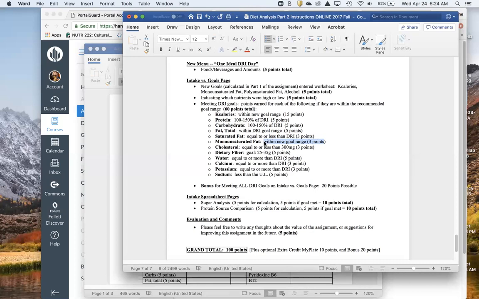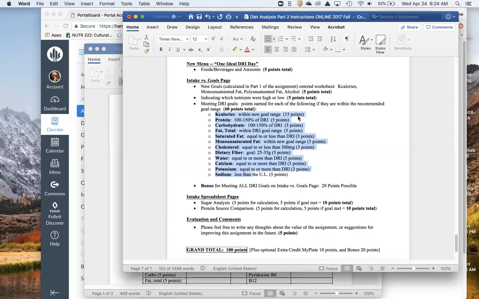Cholesterol, this is slightly an older recommendation, so I actually usually just give you the cholesterol points. Water, you want to make sure you're getting enough water. Calcium, potassium, sodium. So what you see here is that not every single nutrient is on here. These are the ones you're being graded on: calories, protein, carb, fat, saturated fat, mono, cholesterol, dietary fiber, water, calcium, potassium, sodium. And they have different amounts of points.